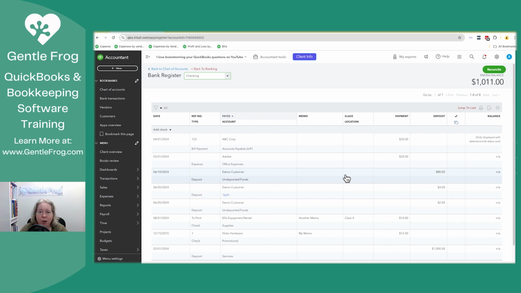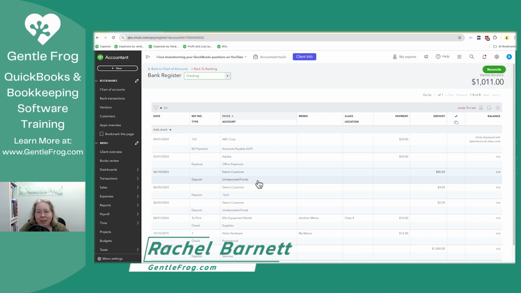There's nothing wrong. You don't need to fix or correct your books. When you see undeposited funds here, you just think to yourself, okay, cool. That money took a little detour around QuickBooks before it went in the bank account, and that's okay. It's like the scenic route on a road trip.